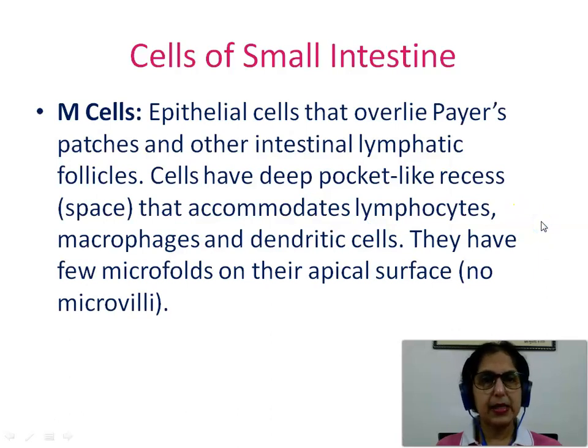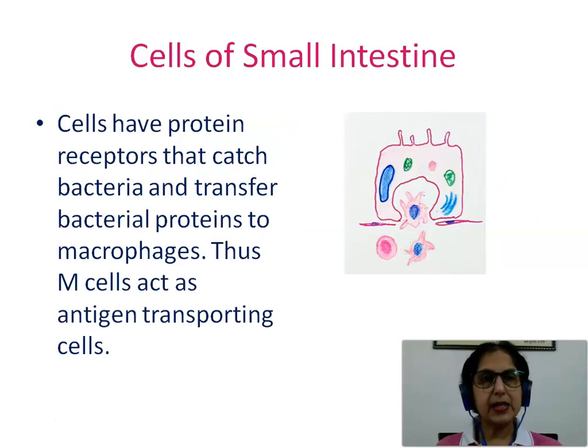M cells, epithelial cells that overlie Peyer's patches and other intestinal lymphatic follicles. Cells have deep pocket-like recesses or spaces that accommodate lymphocytes, macrophages, and dendritic cells. They have few microfolds on their apical surface. They do not have any microvilli. Cells have protein receptors that catch bacteria and transfer bacterial proteins to the macrophages. Thus, M cells act as antigen transporting cells.